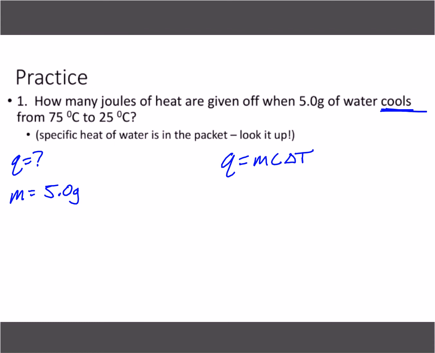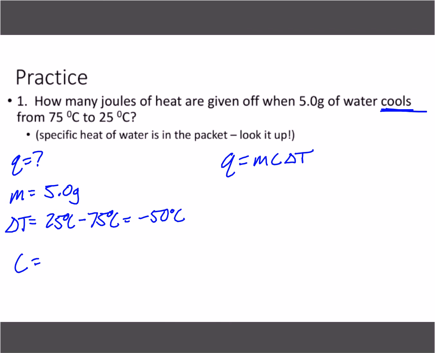There was no melting or freezing term or solidification or condensing or vaporization or boiling. So delta T, how do I calculate delta T? Final minus initial. So I've got 25 degrees Celsius minus 75 degrees Celsius. What's that going to give me? Negative 50. Can it be? It can, absolutely.